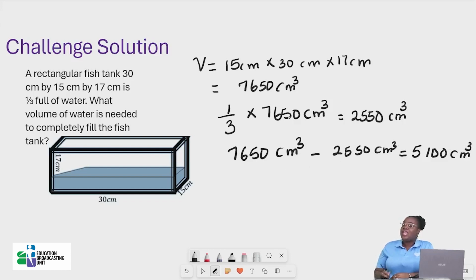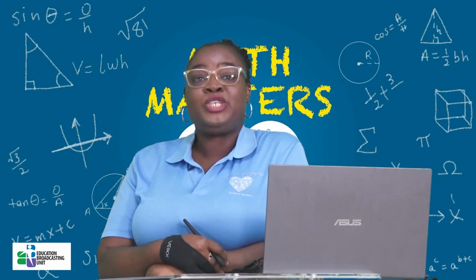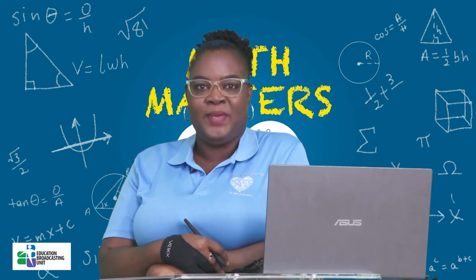So, if you want to recheck, if you add the third and the difference, you will get the complete volume of 7,650.